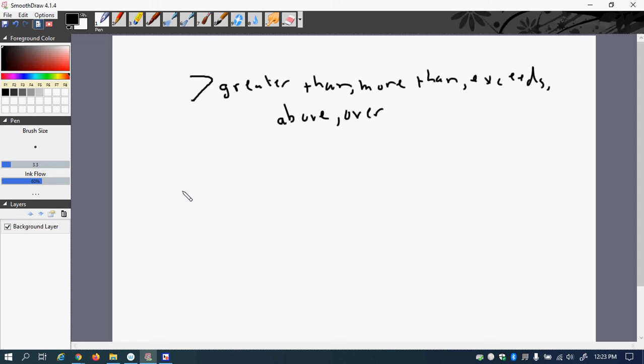When you're looking at the symbol less than, then we have things like, besides the word less than, we have fewer than, so fewer than, as well as below and under. So these are typical words that you'll see in word problems that would go with this particular inequality.